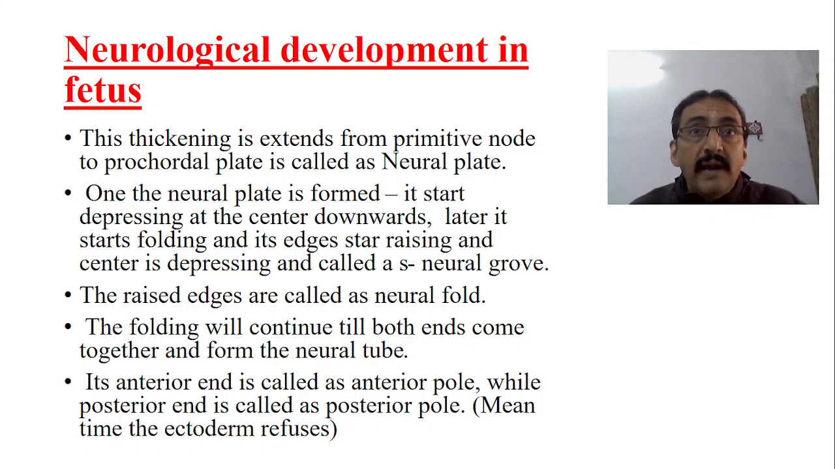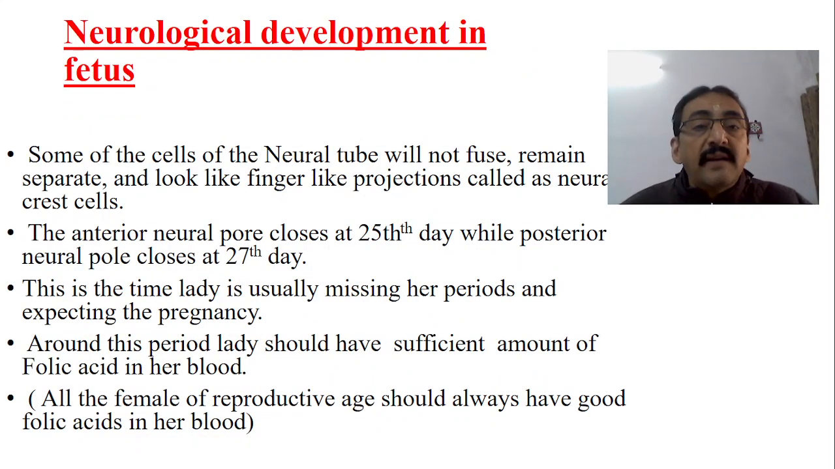This is how the anterior pole and posterior pole are formed. The anterior pole becomes the future cranium, and the posterior pole becomes the caudal portion. Now some of the cells of the neural tube will not fuse. The neural tube is formed, but some of its cells have not fused yet. They are still open. The tube is not complete at those points, and it looks like finger-like projections, which are called neural crest cells.